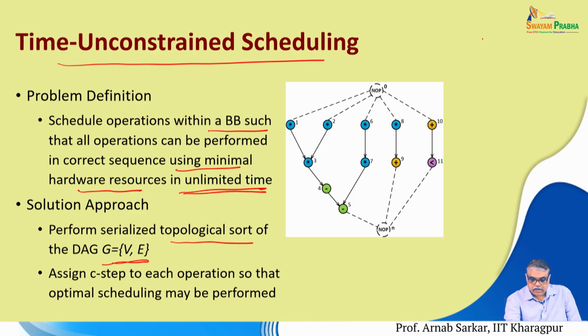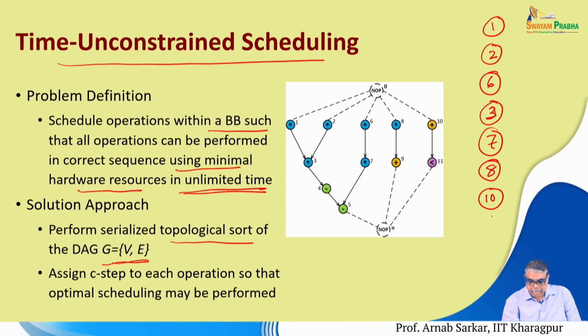As we said, we showed one. Similarly, for this case here, this could be a sorted sequence 1, then 2, then let us say 6, then let us say 3, then let us say 7, 8, 10, 9, 11, say then 4 and 5. So, this is a sorted sequence from up to down, right.